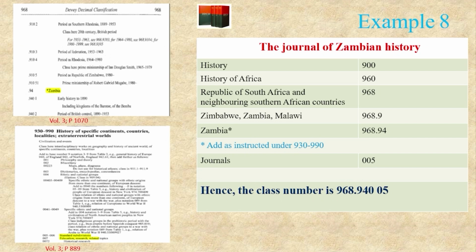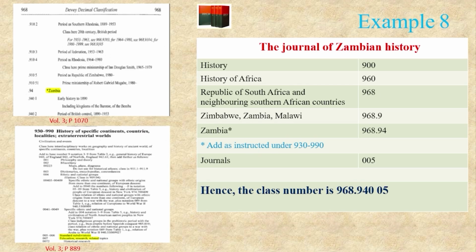So determine the main class. History comes under 900, then history of Africa comes under 960. Republic of South Africa and neighboring Southern African countries come under 968. Then Zimbabwe, Zambia and Malawi come under 968.9. Then the number for Zambia is 968.94. Here is the instruction, add as instructed under 930-990. As Zambia has a star mark, you have to follow the instruction in the schedule that is available in 930 to 990.